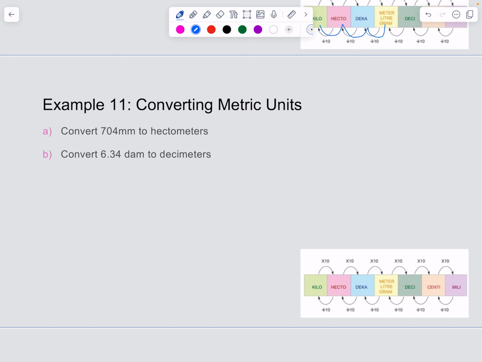704 millimeters to hectometers. Millimeters are way down here at the end. 1, 2, 3, 4, 5. Remember, decimals at the end. 1, 2, 3, 4, 5. So 0. We add 2 zeros. 0.00704 hectometers.